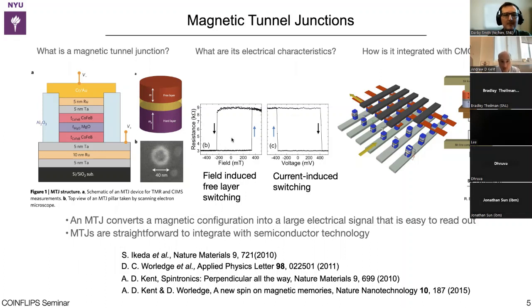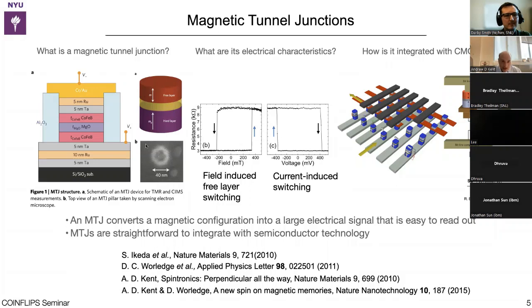And maybe the record may be a factor of 10. But in practical devices, you can see over 100% change in resistance. So when the two layers are magnetized parallel, you're in a low resistance state, and when they're anti-parallel, you're in a high resistance state. And you can have a bistable system. In other words, at zero field, you can have 2 possible states when the materials are small.